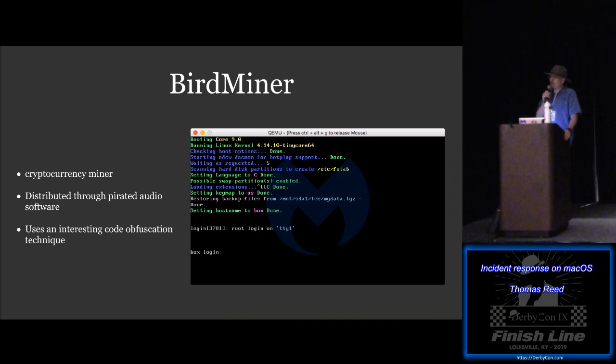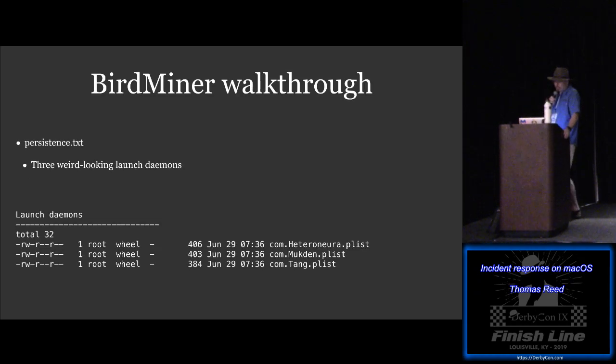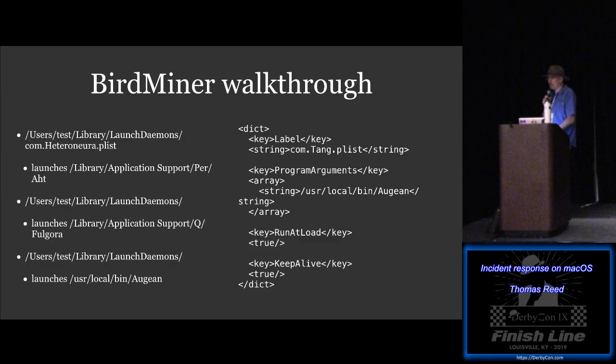Now, this also uses a very interesting obfuscation technique that we're going to figure out here. Once again, we start with suspicious processes and we see nothing. So we go to our fallback, which is persistence. And right away, these three weird launch daemons hit you in the face practically. I mean, you don't see words like this typically on a macOS system. com.heteroneura.plist, one called Muckden, and one called Tang. Those don't look legit at all.